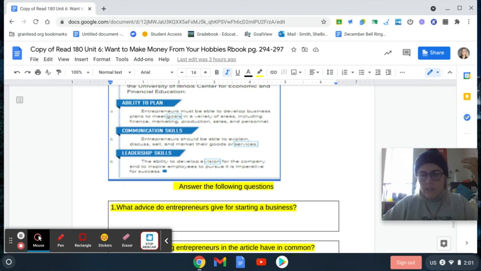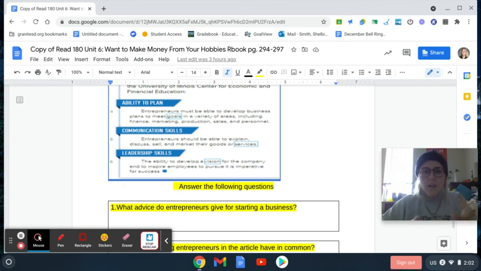So all you guys who want to start a bakery or open up your own mechanic shop, that's a business. Okay? So here's what you need to have. The ability to plan. Entrepreneurs must be able to develop business plans to meet goals in a variety of areas, including finance. You got to know about money. You got to know about marketing, how to get your stuff out there. Production, how to make your stuff, sales, and personnel, or people that run your company or help you run your company. Okay, you got to have the ability to plan.